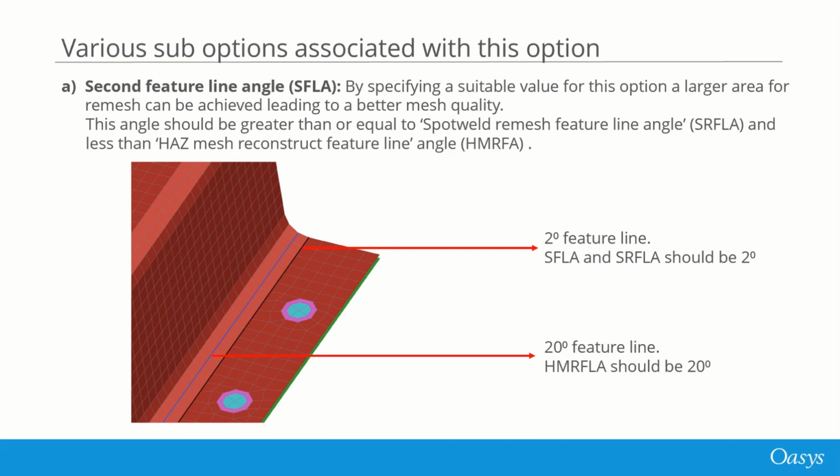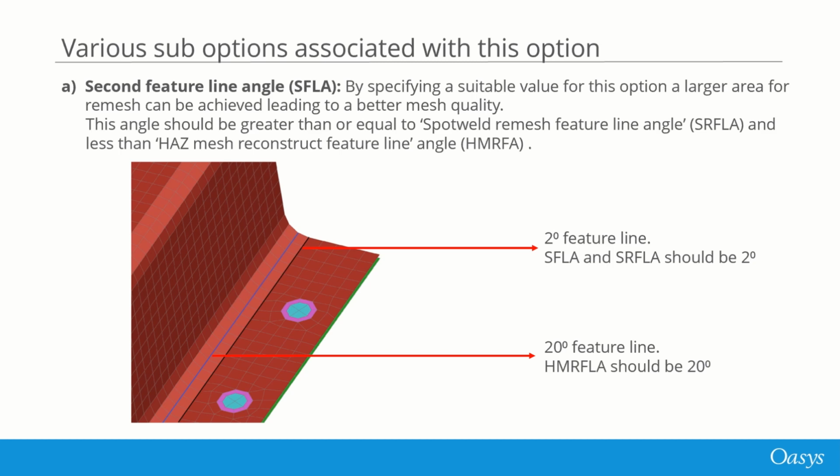First is Second Feature Line Angle. With this option we can get a larger area for remeshing, which will help in producing a better quality mesh. For example, the model in the image has various feature lines around the spotweld. The one marked in black is of 2 degrees and the one marked in blue is of 20 degrees. So for this model we should specify 2 degrees for both second feature line angle and spotweld remesh feature line angle. And we should specify 20 degrees for Has Mesh Reconstruct feature line.